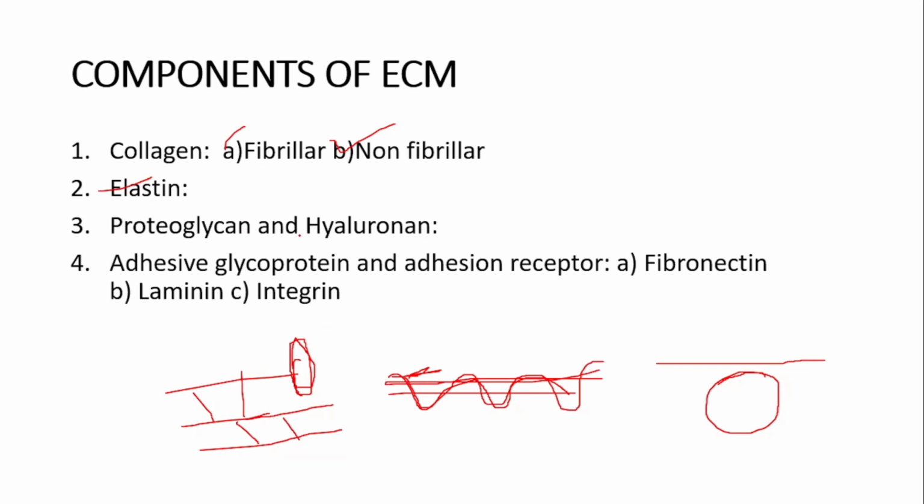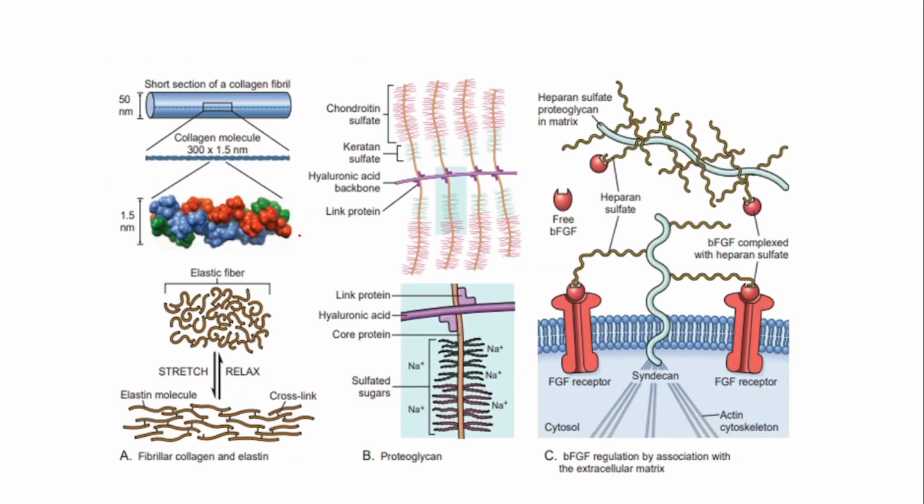The next is proteoglycan and hyaluronan. There are chondroitin sulfate and keratan sulfate. These chondroitin sulfate and keratan sulfates are highly negatively charged molecules which are attached to the core that is called hyaluronan. These bristles are called chondroitin sulfates, and this central core is called hyaluronan.